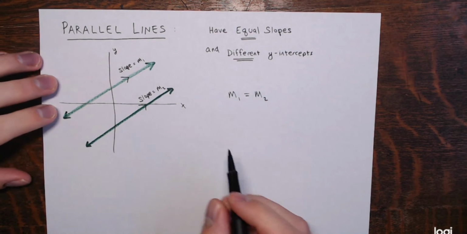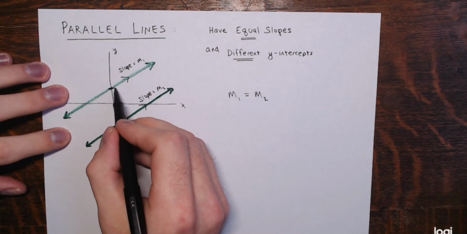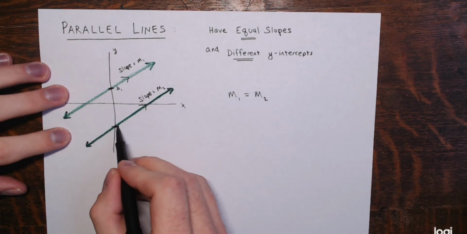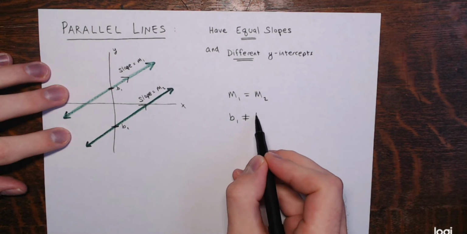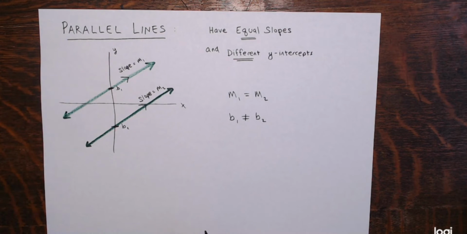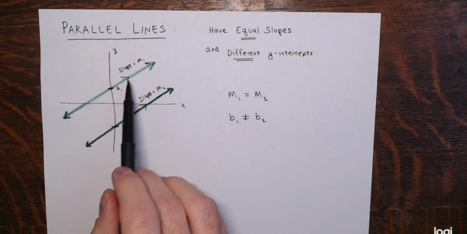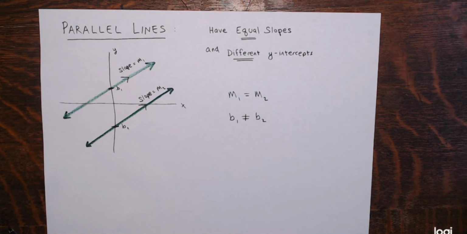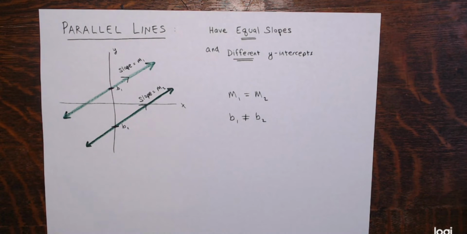And again, their intercepts must be different. So if the y-intercept here was b1, and the y-intercept here is b2, b1 is not the same as b2. Remember, for y equals mx plus b, the slope-intercept form. Because if they had the same slope and same intercept, they'd be the same line and they wouldn't be parallel. They'd be right on top of each other, intersecting everywhere. Parallel lines don't intersect, and they run along the same direction, the same plane.